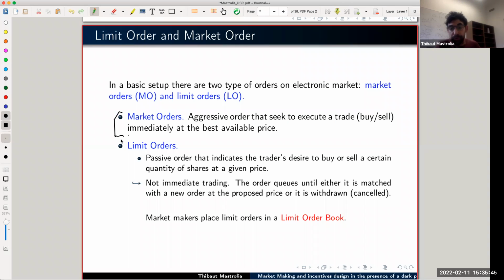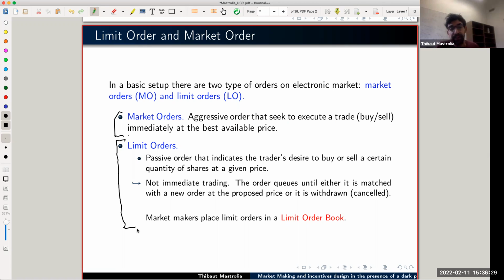At the opposite, to consume liquidity, you need to provide liquidity. A way to provide liquidity is to set limit orders. A limit order is a passive order which indicates that a trader wants to buy or sell a certain quantity of shares at a certain price. For example, if I send a limit order, I say I'm willing to buy at, let's say, $100. But of course, if there is the opportunity to buy lower than this price, my order will be executed on the market.